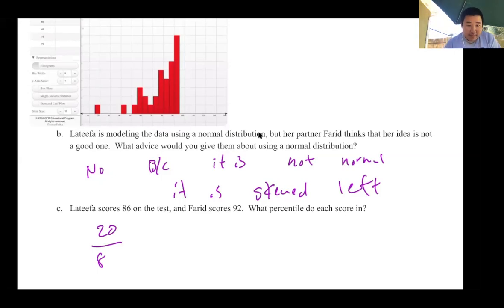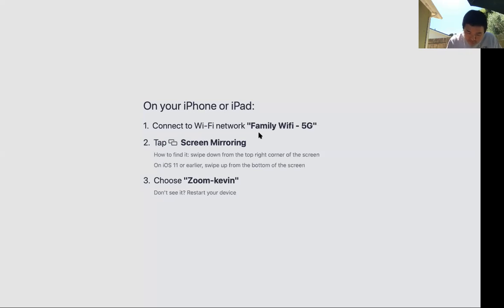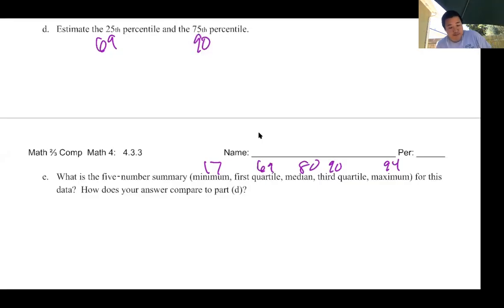Estimate the 25th percentile and the 75th percentile. I don't need to estimate it, I can just make a box plot. 69 and 90. What are the five numbers: min, quartiles, and so on, for this? The min was 17. The first quartile was 69, then 80, 90, and 94. I compared this to your answer in part D. It matches exactly.